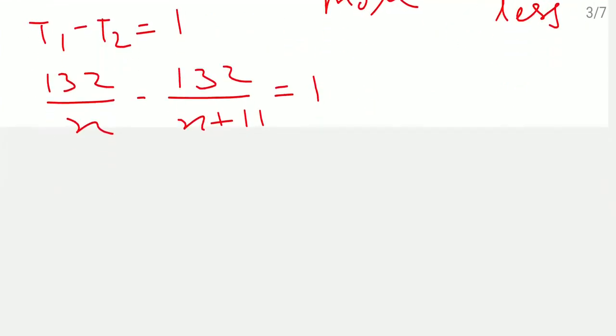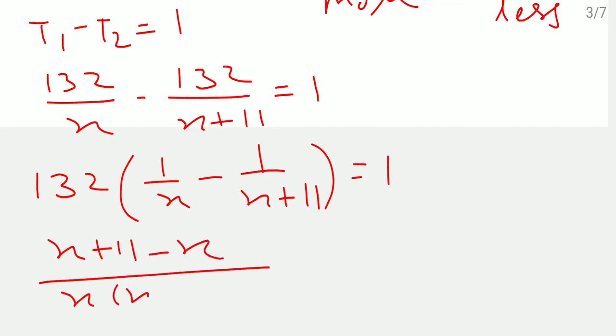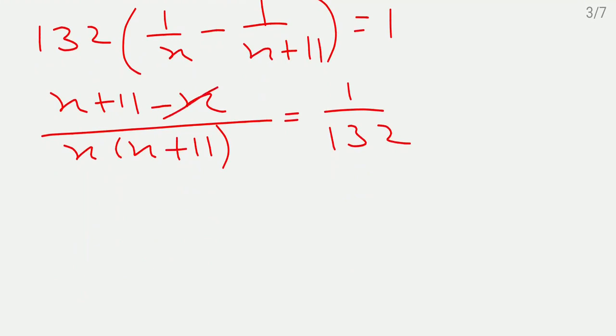I will take 132 common. So 1 by x minus 1 by x plus 11 is equal to 1 by 132. Now I will do the LCM of this. How to do the LCM? Very simple. x plus 11 into 1 minus x into 1, and at the denominator the product of these two. So it is x plus 11 minus x divided by x into x plus 11, which is equal to 1 by 132. Now this x and x will get cancelled.